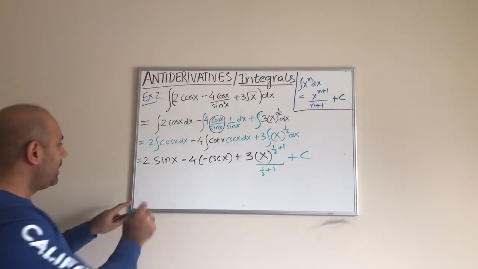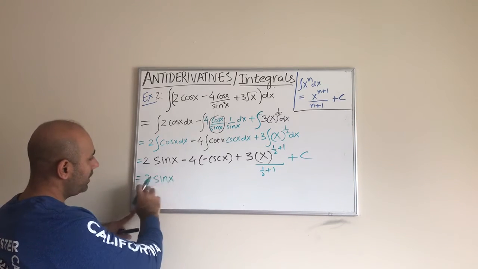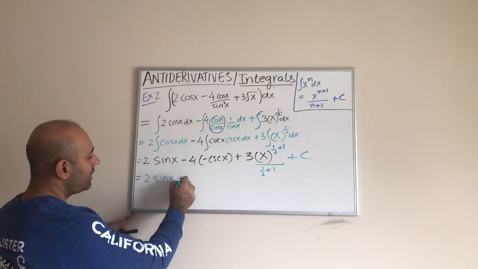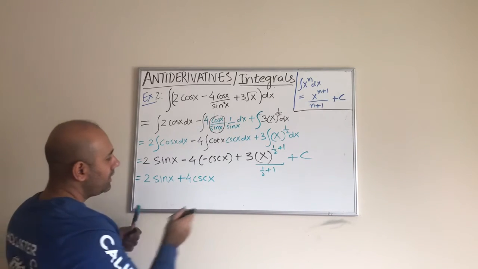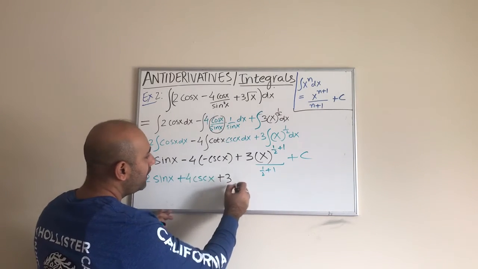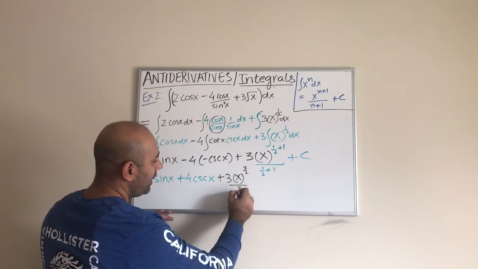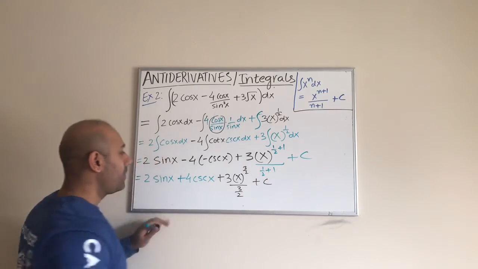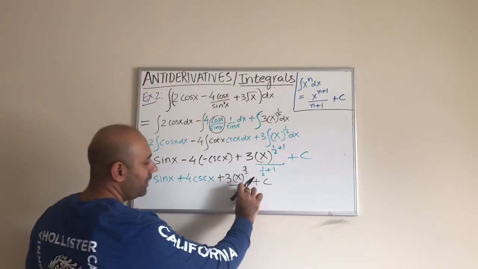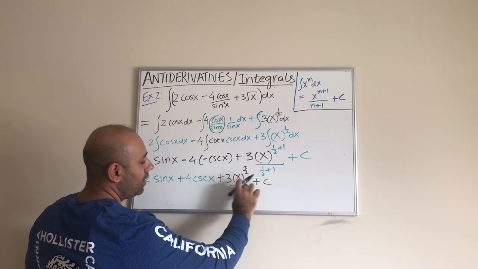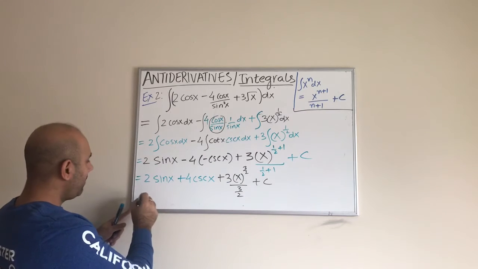Okay, guys, let us try to simplify further. It's 2 sine x. We cannot do much with this. Negative 4 times negative is positive 4 cosecant x. So two terms are done here. Guys, we can simplify this. There's 3, and x to the power 1/2 plus 1 is 3/2, and this is going to be 3/2 here as well, and then plus c. We still cannot leave it like this. We know we have a fraction here, so we want to get rid of this division and change it to a multiplication. When we do that, I can write it in the next step.